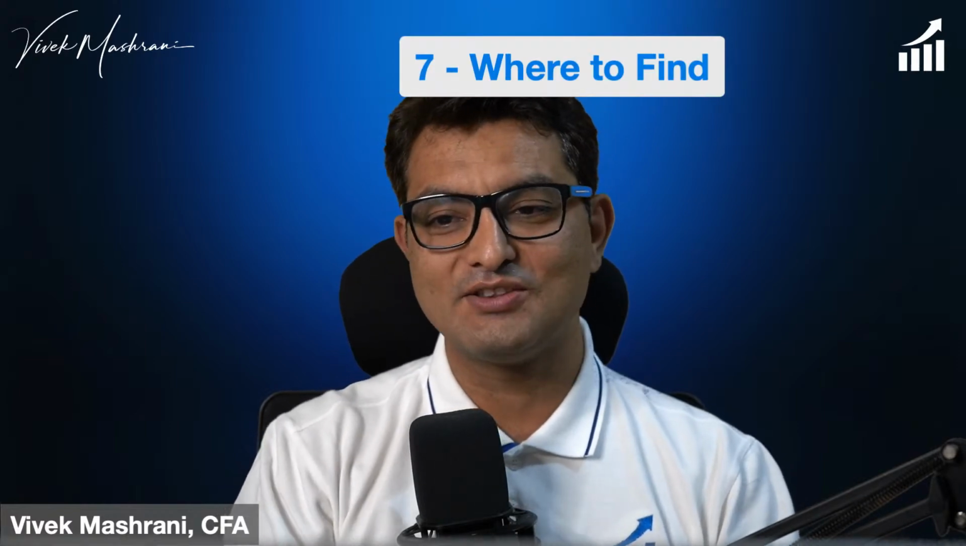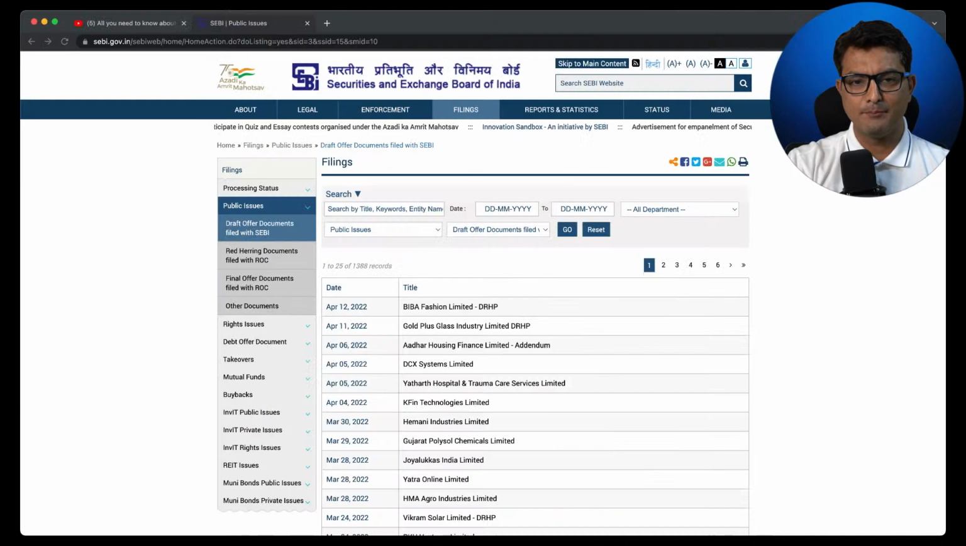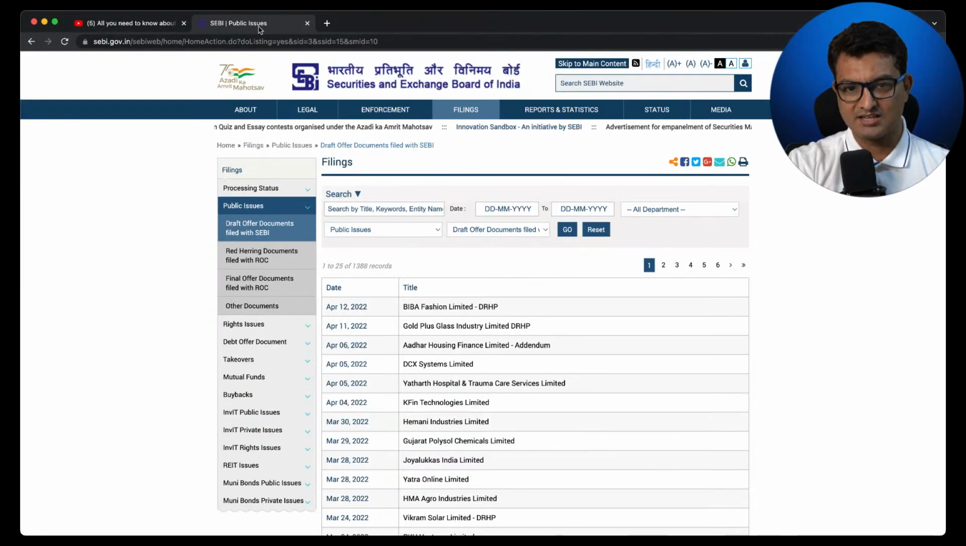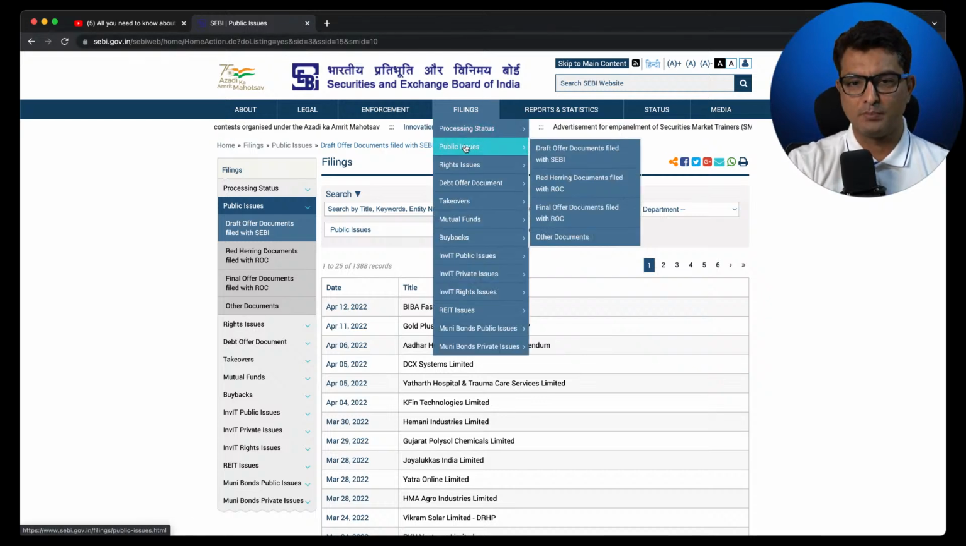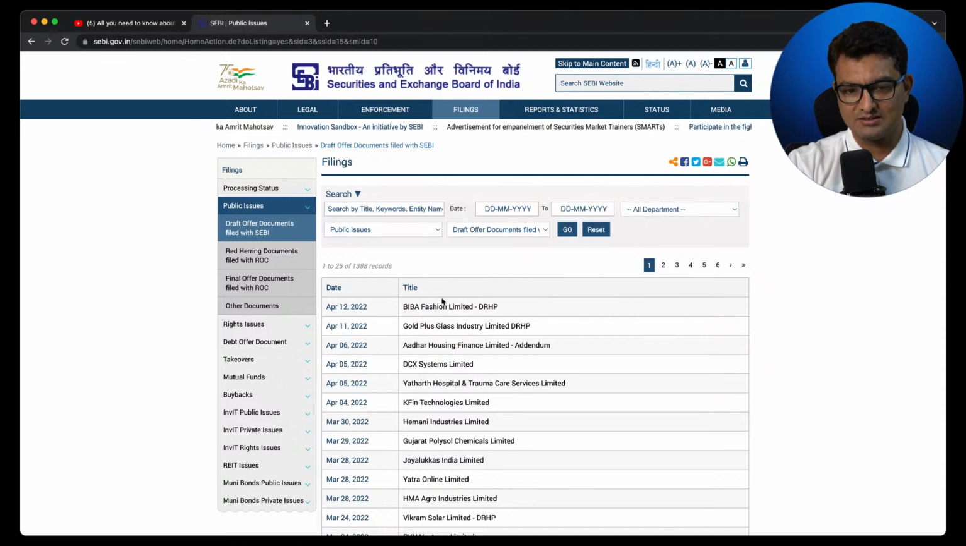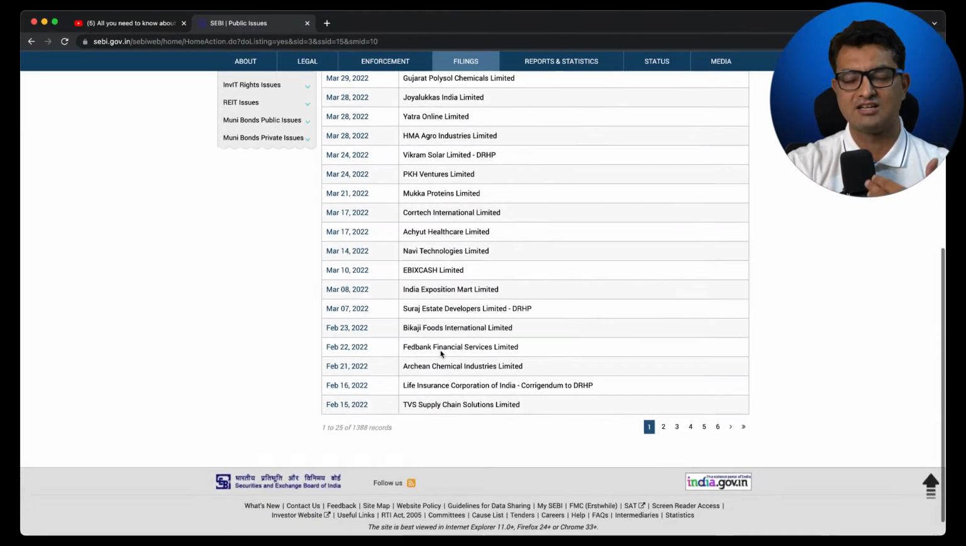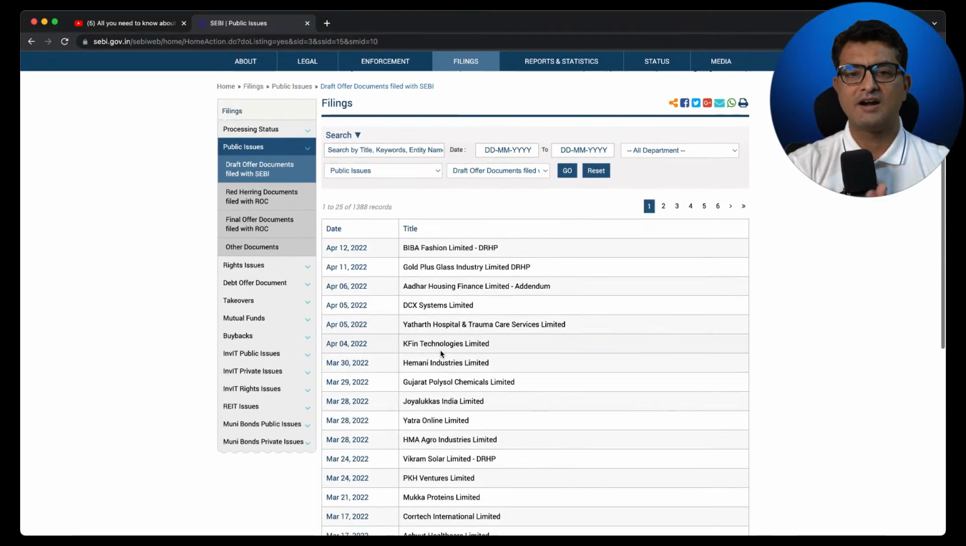Okay, and the next thing you need to focus on is where to find this document. You will say, yaar, you told us everything, but where do we get this document from, right? So I'll tell you how you can find this document in an easy way. The simplest way is to go to the SEBI website, that is sebi.gov.in. Go to filings, go to public issues, and then there are draft offer documents filed with SEBI and red herring documents filed with ROC. All the documents which you see are DRHPs.